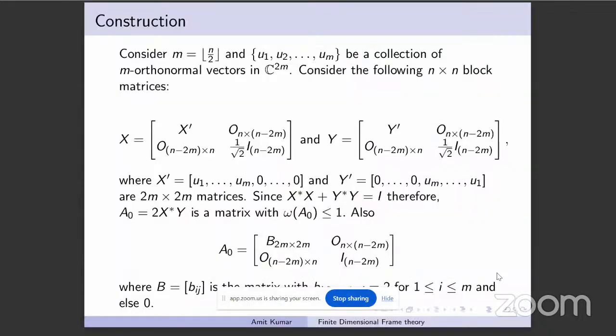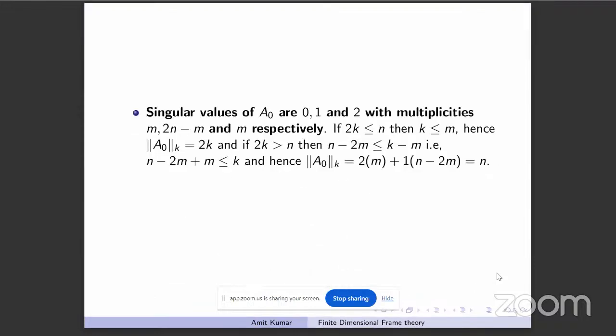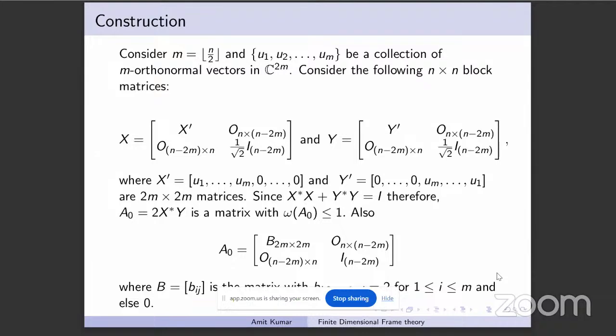The construction of matrix A naught is proposed here. Again, the most important thing about A naught is, as I told, that the unitarily invariant norm of a matrix depends only on its singular values. So here I mentioned the singular values of matrix A naught. The singular values of matrix A naught are 0, 1, and 2 with multiplicities m, 2n minus m, and m respectively. Here m denotes the greatest integer function of n upon 2.